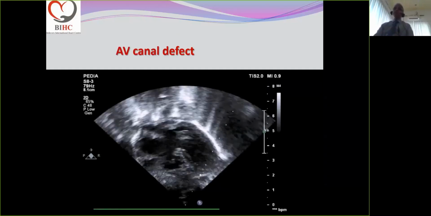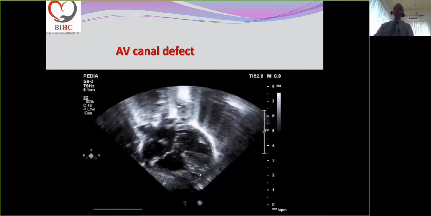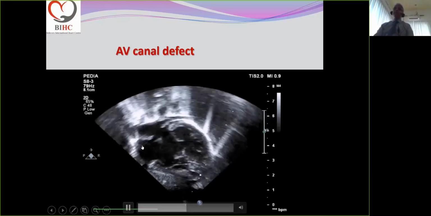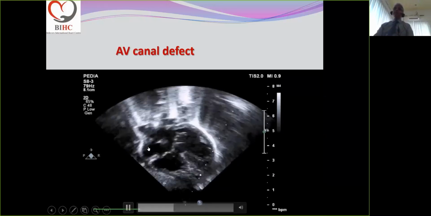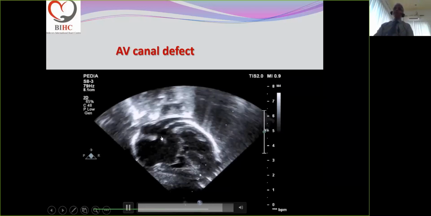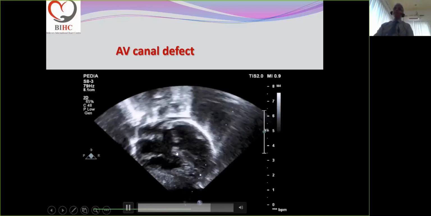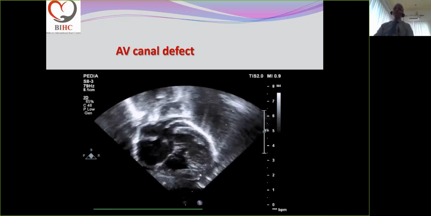If you see this image, this is the typical image of complete AV canal defect. Now, what is seen here? This is the right atrium, left atrium, right ventricle, left ventricle. Now, my marker is on the ventricular component of the AV septal defect.